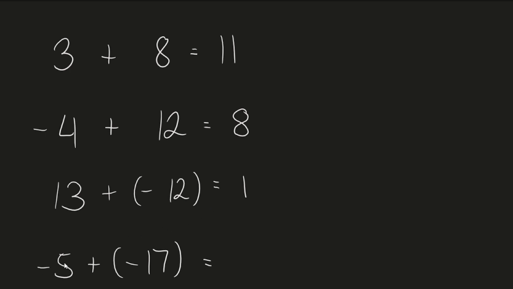Finally, we have a negative adding to another negative, and a negative plus a negative will always give us a negative, and simply add 5 and 17 together. Their sum is 22. That's it. End.